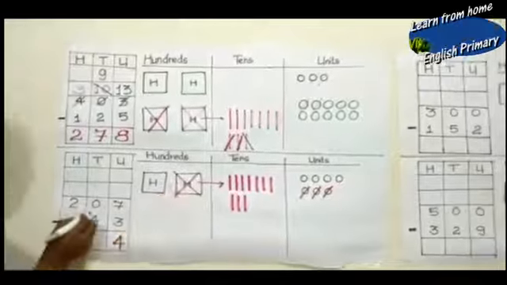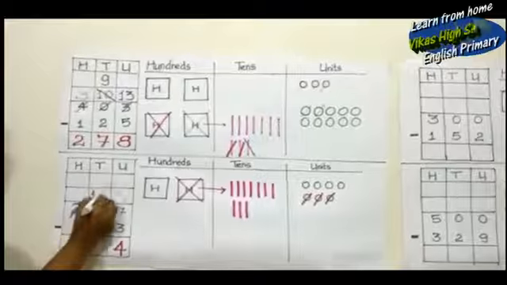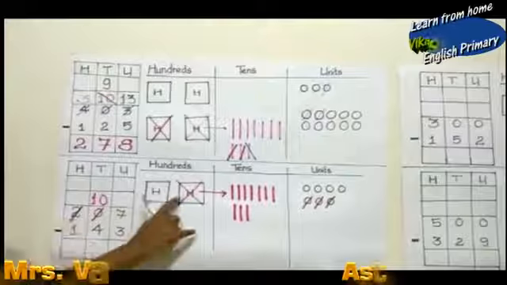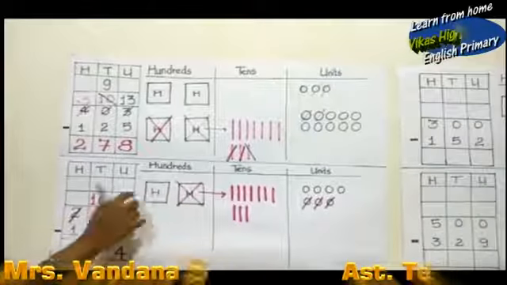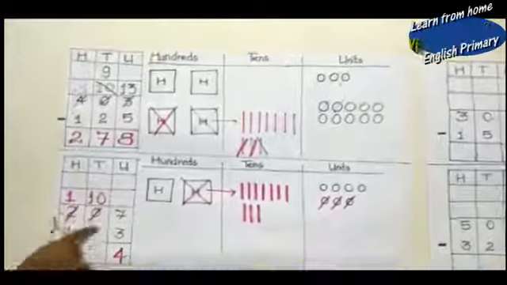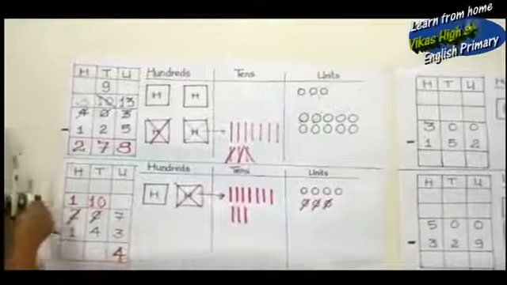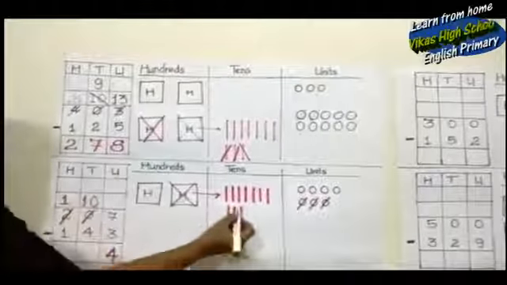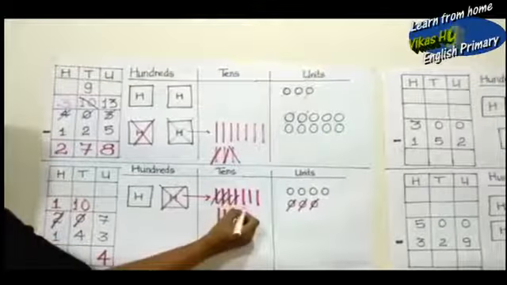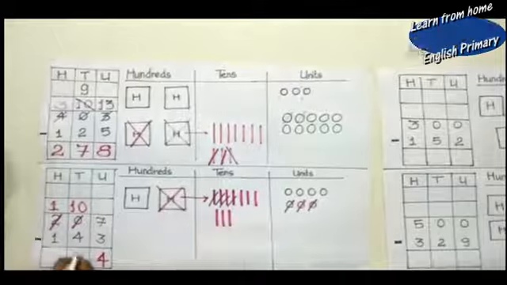Okay. Now, from this 200, we have to borrow here 10 tens. Now, from 200, when we borrowed here 10 tens, how many remain here? 1. Now, let us go for the subtraction. 10 minus 4. From this 10, we have to minus 4 tens. So, it is 1, 2, 3, 4. How many remain? 1, 2, 3, 4, 5, 6.